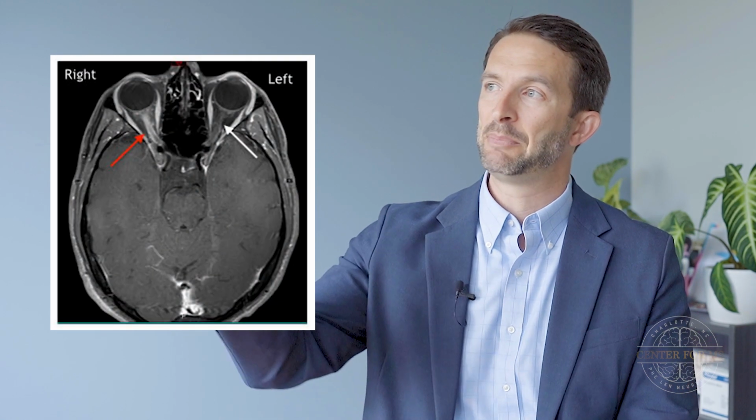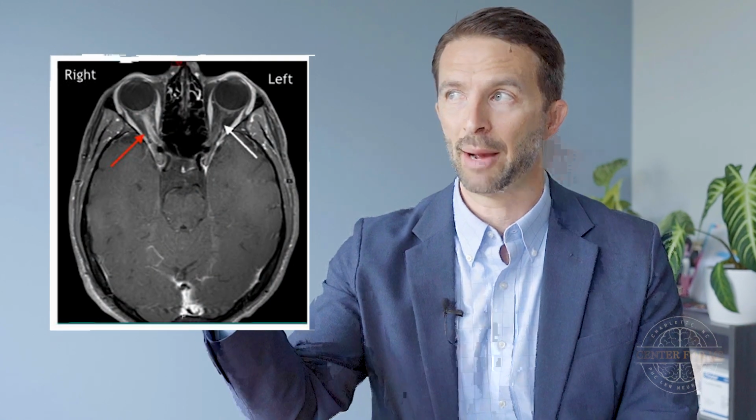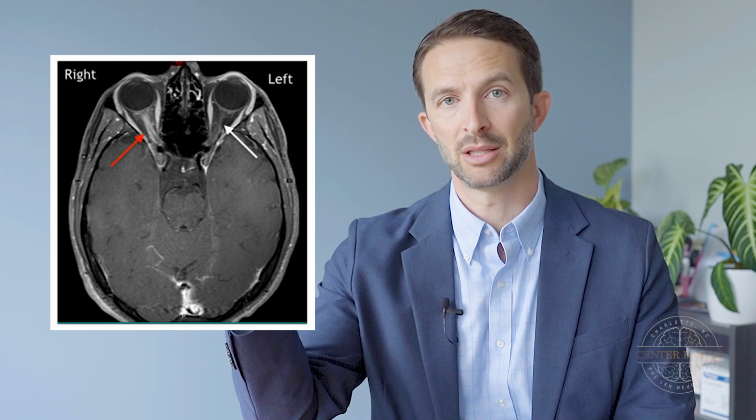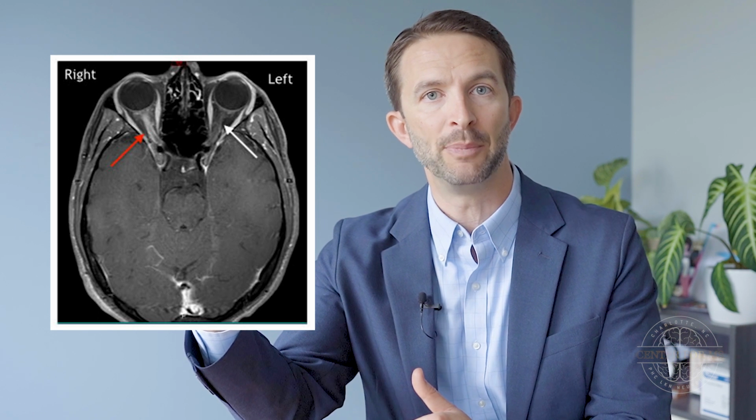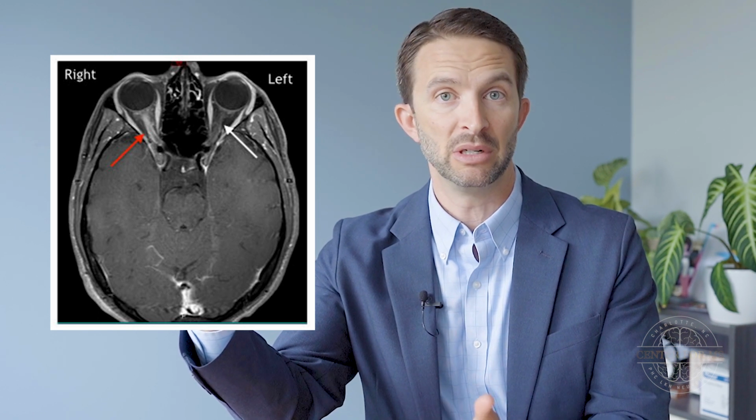However, on an MRI, as we see here, the optic nerve that is the right-sided optic nerve is bright because it is lighting up with contrast. In other words, there is active inflammation occurring in that optic nerve, and that person is probably experiencing those types of symptoms.